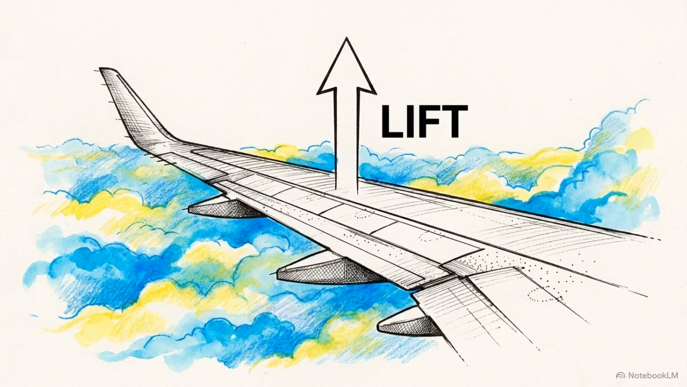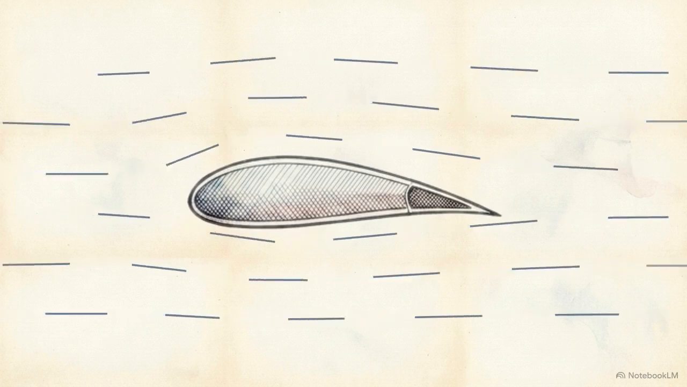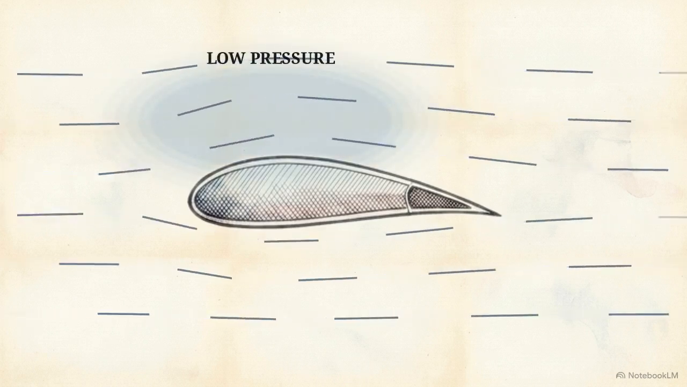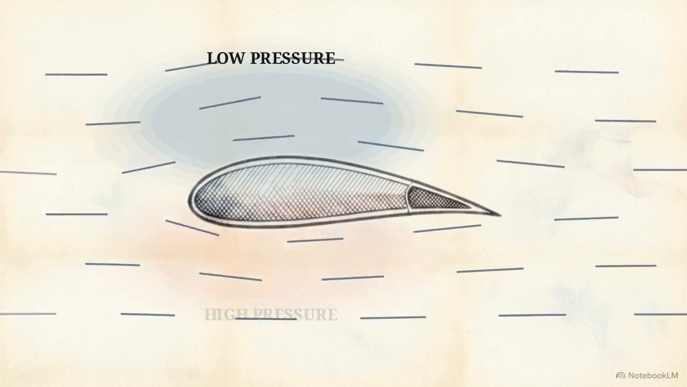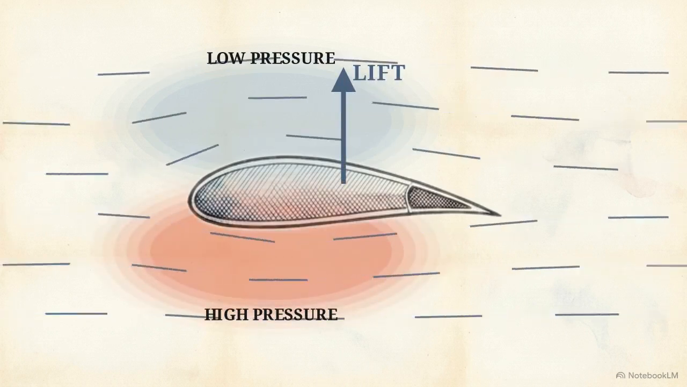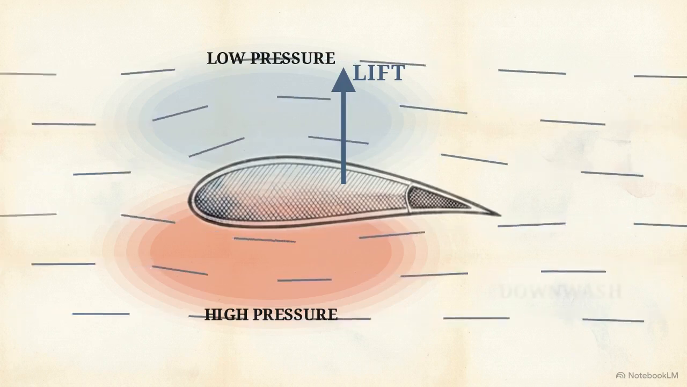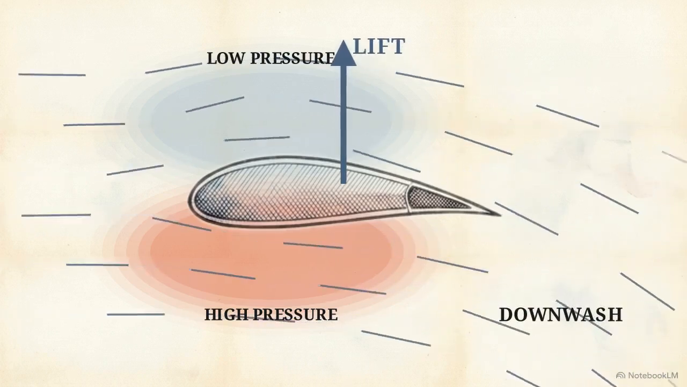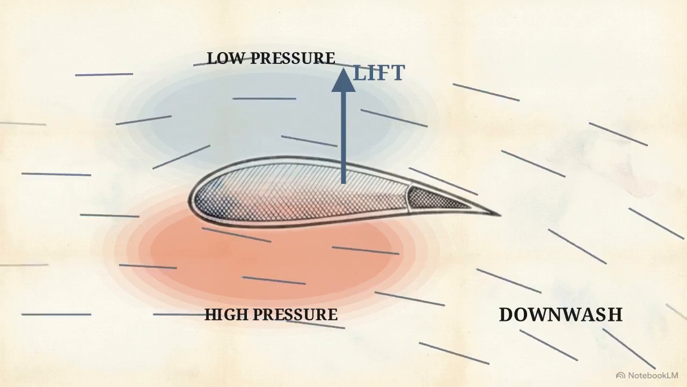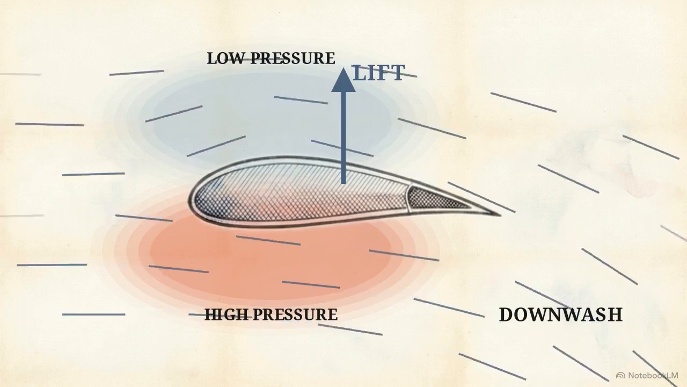While many believe it is caused solely by fast-moving air over the wing, the physics involve two distinct aerodynamic principles. This cross-section of a wing shows the first principle. As air flows around the aerofoil, the pressure above the wing drops lower than the pressure below, creating an upward force. At the same time, the wing deflects air downward. According to Newton's third law, pushing that air down forces the wing up. Lift requires both that pressure difference and this downwash.